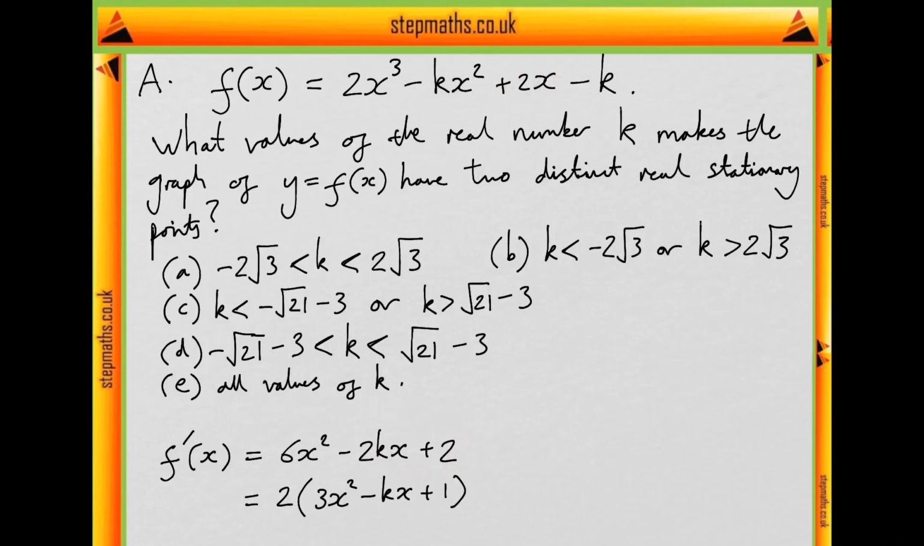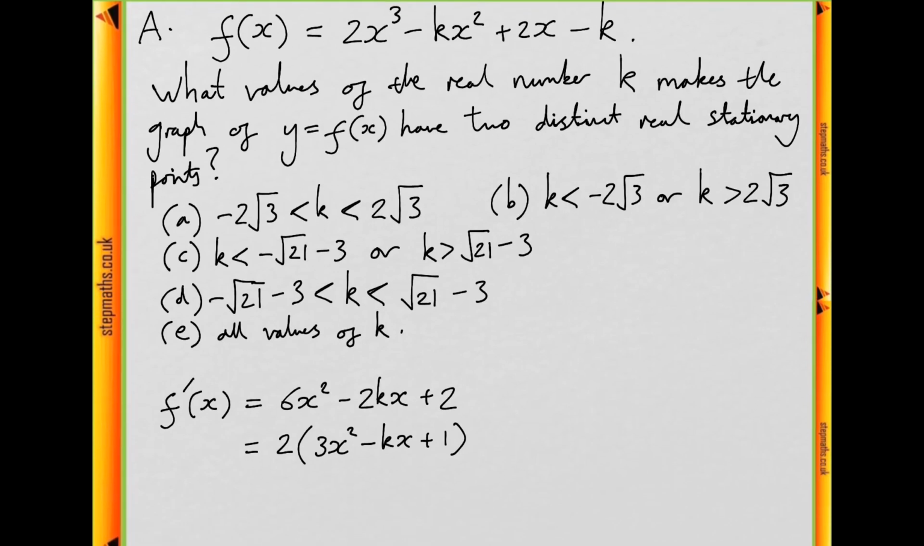We can go ahead and factorise. It's two lots of 3x squared minus kx plus 1. Okay, so now this is the equation for which, when it is 0, we have roots of f dash, or stationary points in f. So if we want there to be two distinct real stationary points, that means we want this, or in particular this quadratic, to have two distinct real roots.